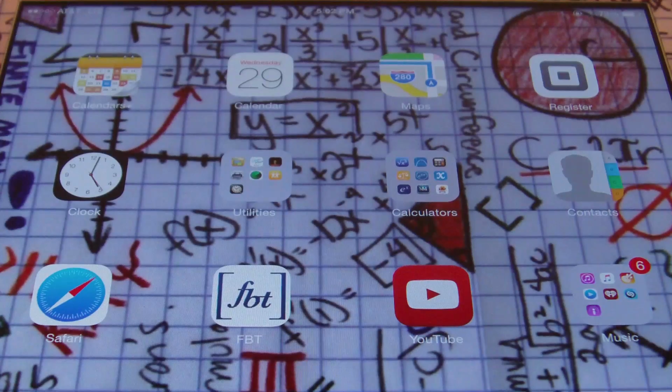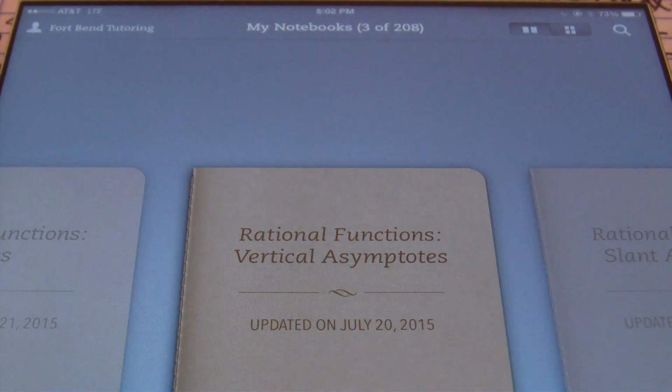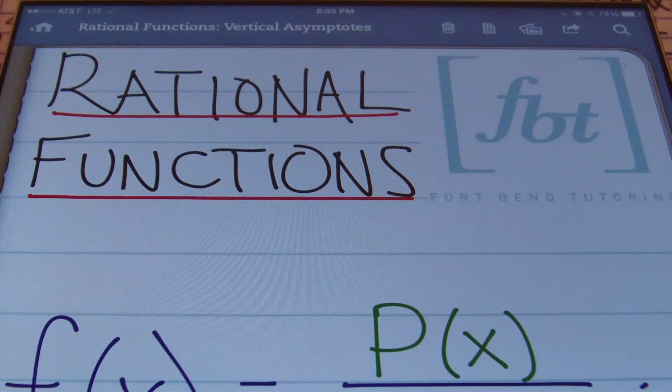Hello ladies and gentlemen, this is Mr. Witt with Fort Bend Tutoring, and today's tutorial is going to be about rational functions, finding the vertical asymptote. That's what we're going to be focusing on today.